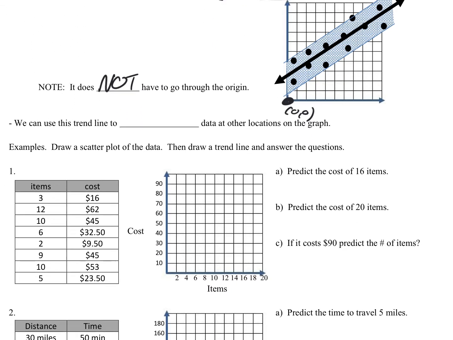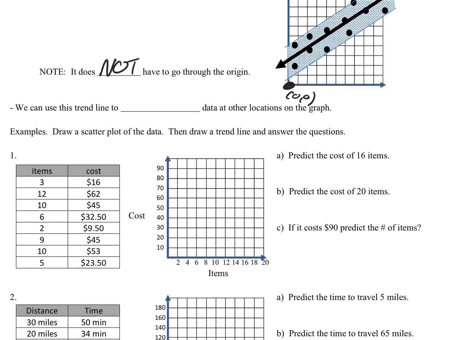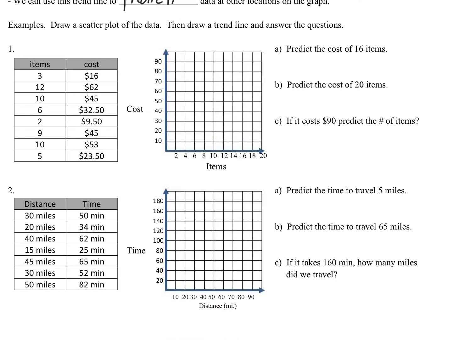For this, we're going to want to use the trend line to predict some data points at other locations on the graph where we might not have exact points. In order to do this, we're going to have to create our scatter plots. Just like before, we're going to think about these as points. We already know what was on our x-axis and y-axis: items are on our x-axis, cost on our y-axis, and we're going to plot these just like points. So the point 3, 16 is going to be approximately there. I'd like you to take a moment and do both of the graphs on this paper.